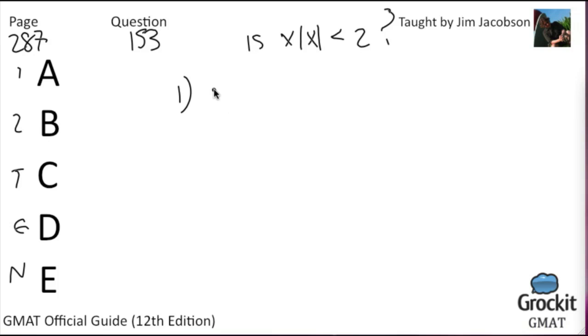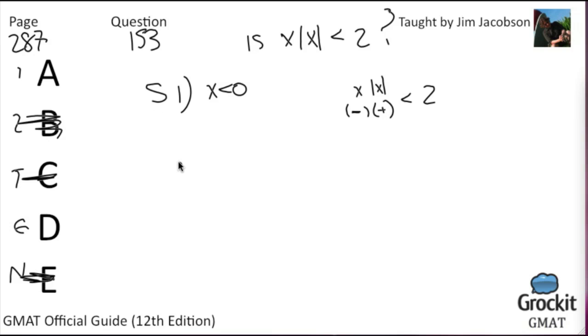So first one, x is less than 0. If x is less than 0, x times the absolute value of x would be a negative number times a positive number, which would automatically be less than 2. So therefore statement 1 is sufficient. We can cross off B, C, and E.